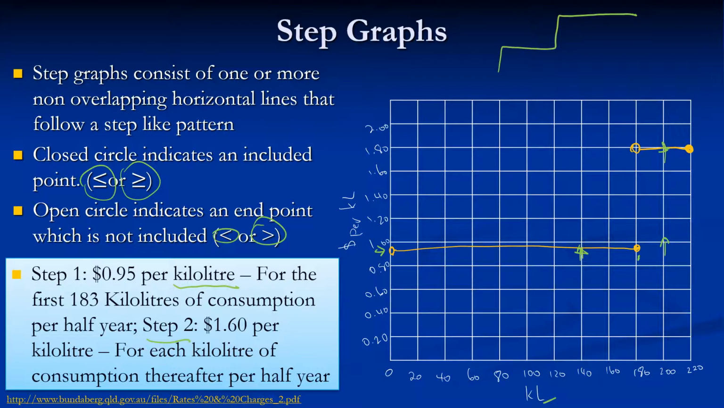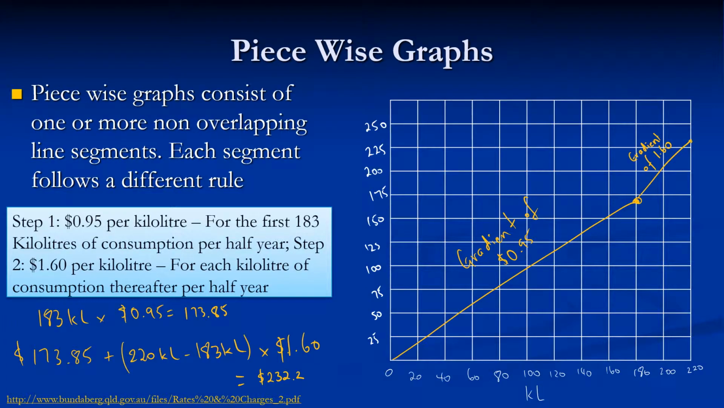Now, it's kind of obvious that councils will use this sort of strategy just to stop the old pensioners watering their lawns all year. But if you like the privilege of having a green lawn, of course you're going to pay the extra amount. Now, we can also represent this as a piecewise graph. Now, a piecewise graph is just a line graph with each segment following a different rule. Now, we saw that with the PAYG graph a couple of lessons ago, and we'll have another look at that today as well. But to represent the water rates for Bundaberg, let's have a look at our piecewise graph.